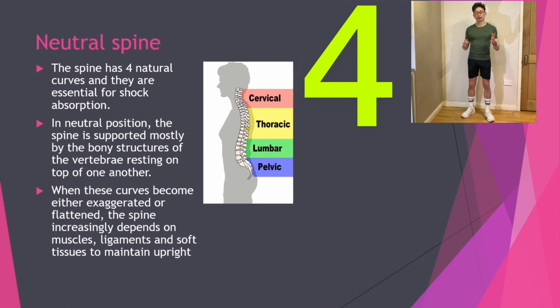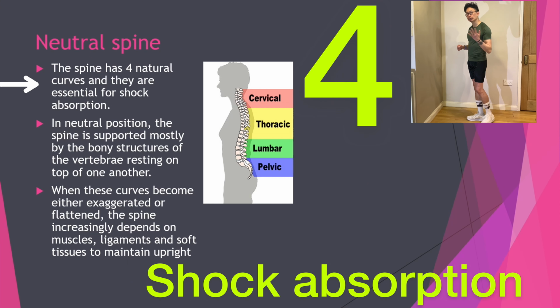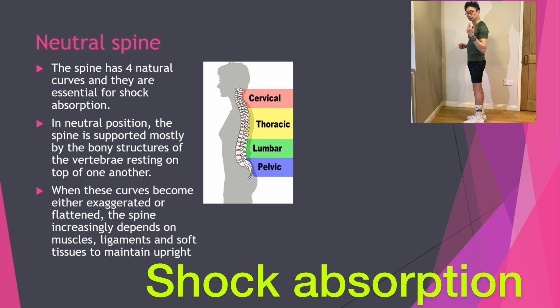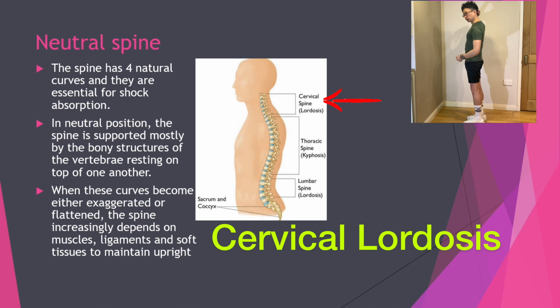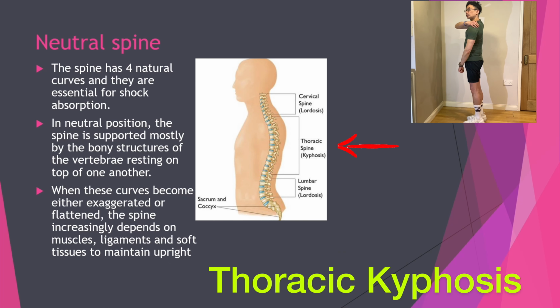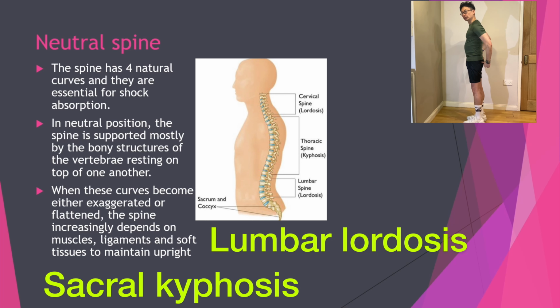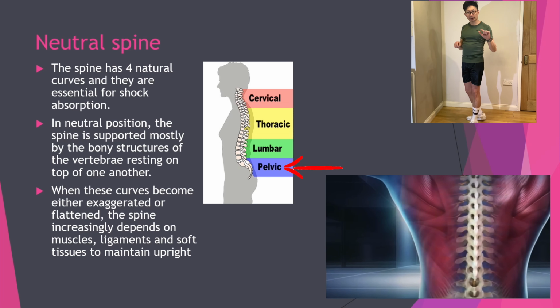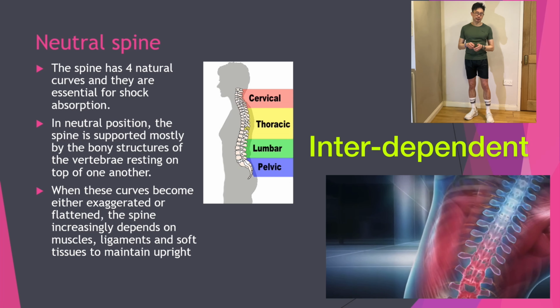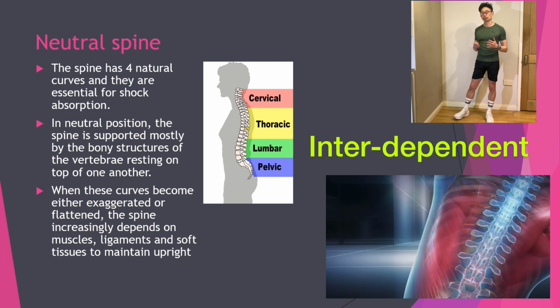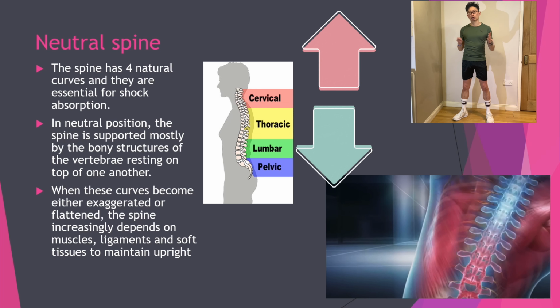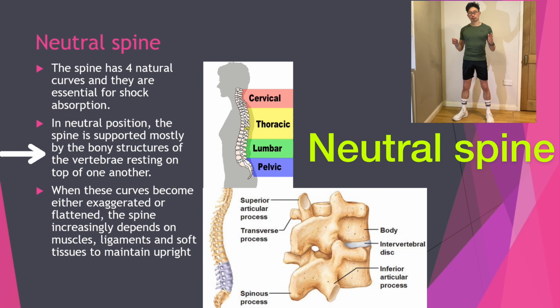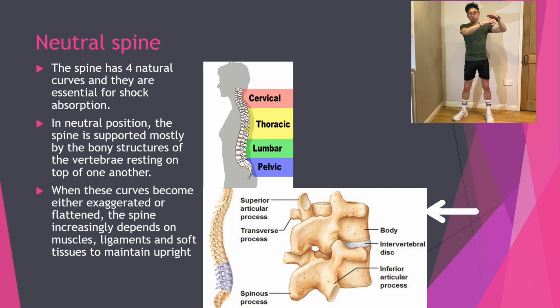Now, the spine has 4 natural curves and they're essential for shock absorption. And when viewed from the side, we have cervical lordosis, thoracic kyphosis, lumbar lordosis, and sacral kyphosis. These curves are interdependent, and a change in one curve will result in change in the curve above or below it.